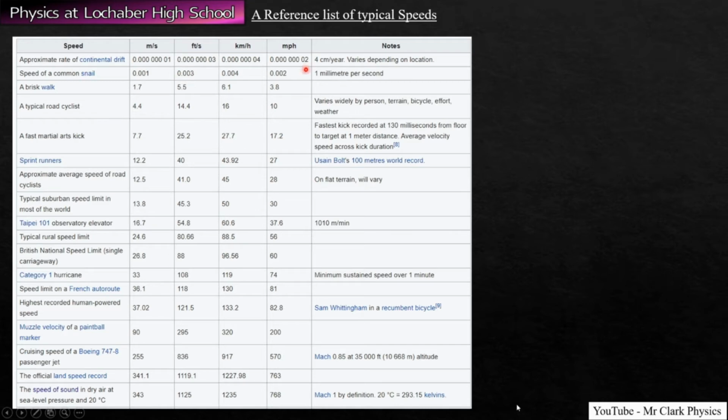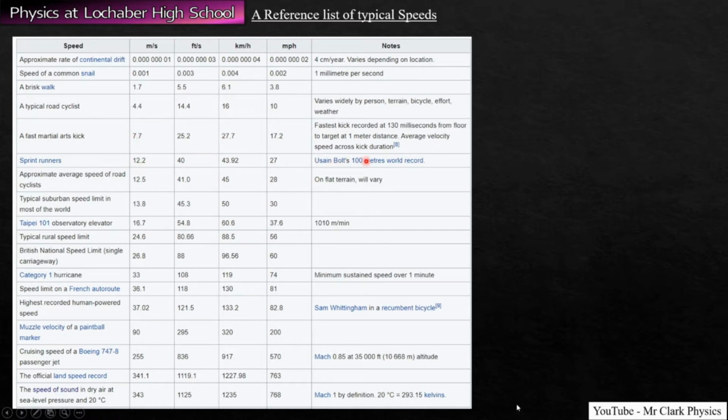Snails are famous for their low speed. They only go about 1 millimeter per second, or 0.001 meters per second. If you're walking quite briskly, you can maybe almost do 2 meters a second. If you're cycling on the road, it's about 4. And a really fast kick is almost 8. That's one of the faster parts of the human body. People that sprint can go up to about 12.